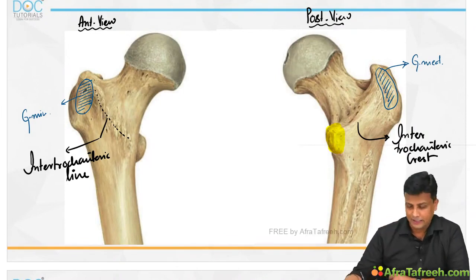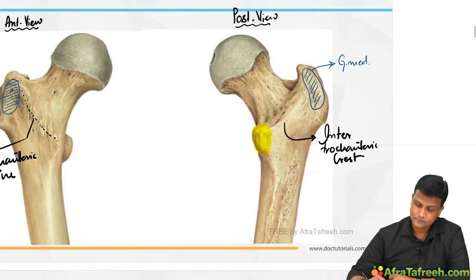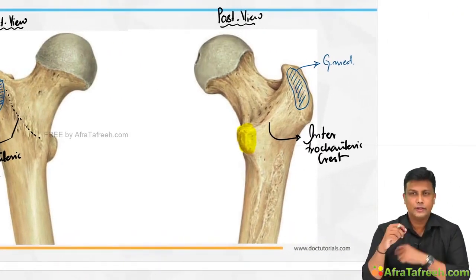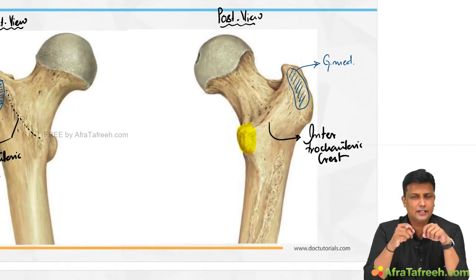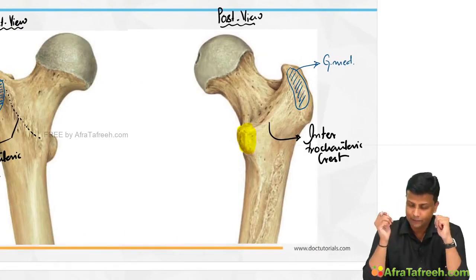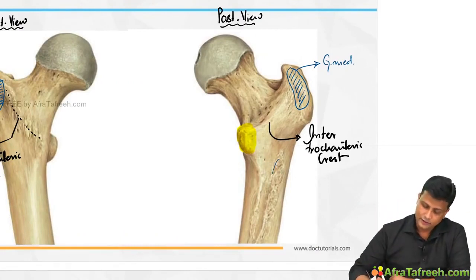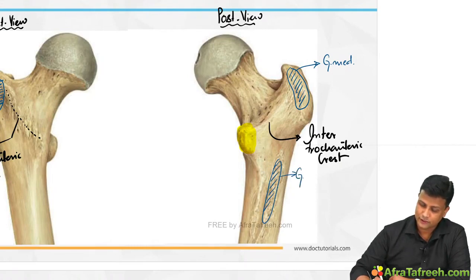Then sir, what about the maximus? Remember, that was the thing which was given in the exam. In the posterior view you will be able to see the linea aspera, and on its upper aspect it is dividing. Here you will find the gluteal tuberosity. And onto this gluteal tuberosity, what is going to happen, sir? There will be insertion of gluteus maximus.